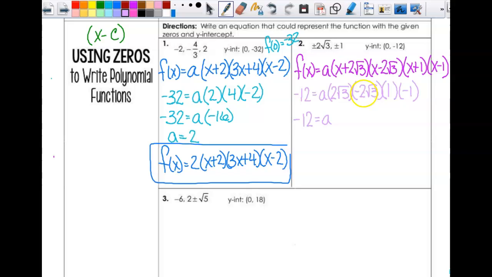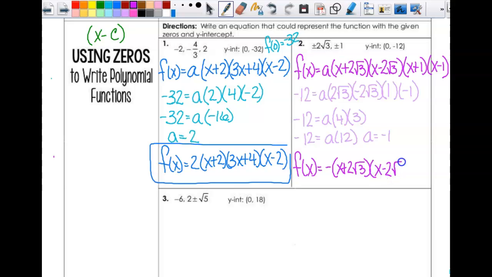Well, you're going to multiply 2 times 2. That gives you 4. What's the square root of 3 times the square root of 3? 3. So you get negative 12 equals a times 12. So a equals negative 1. Got to know how to handle your square roots correctly. Then that means in the end, f of x equals negative x plus 2 square root of 3, x minus 2 square root of 3, x plus 1, x minus 1, like so.